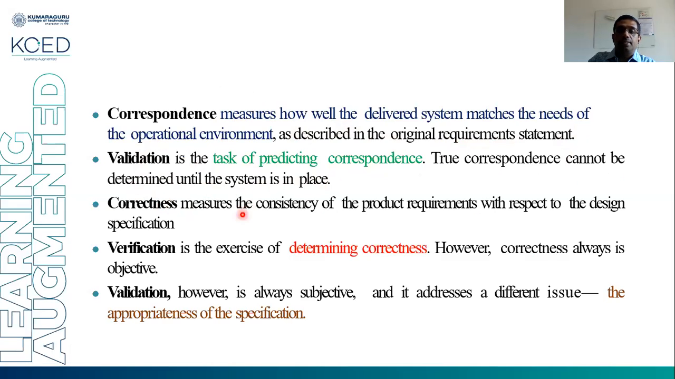Next one is correctness, which measures the consistency of the product requirement with respect to the design specification. Next one is verification, the exercise of determining the correctness. However, correctness always is subjective. The next one is validation. Validation, however, is always subjective and addresses a different issue. The appropriateness of the specification is addressed in the validation.